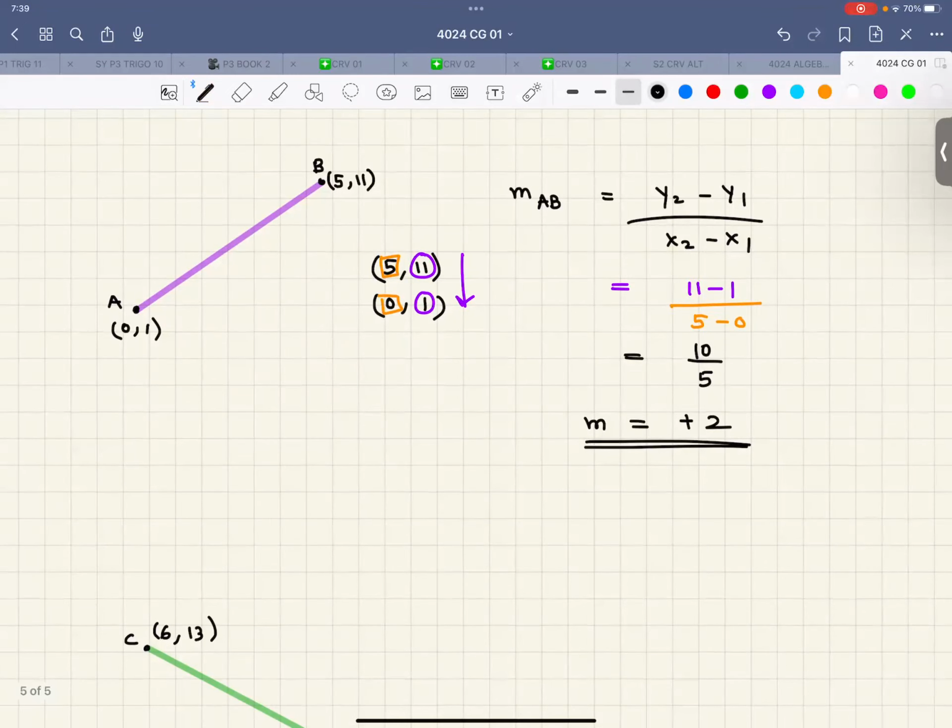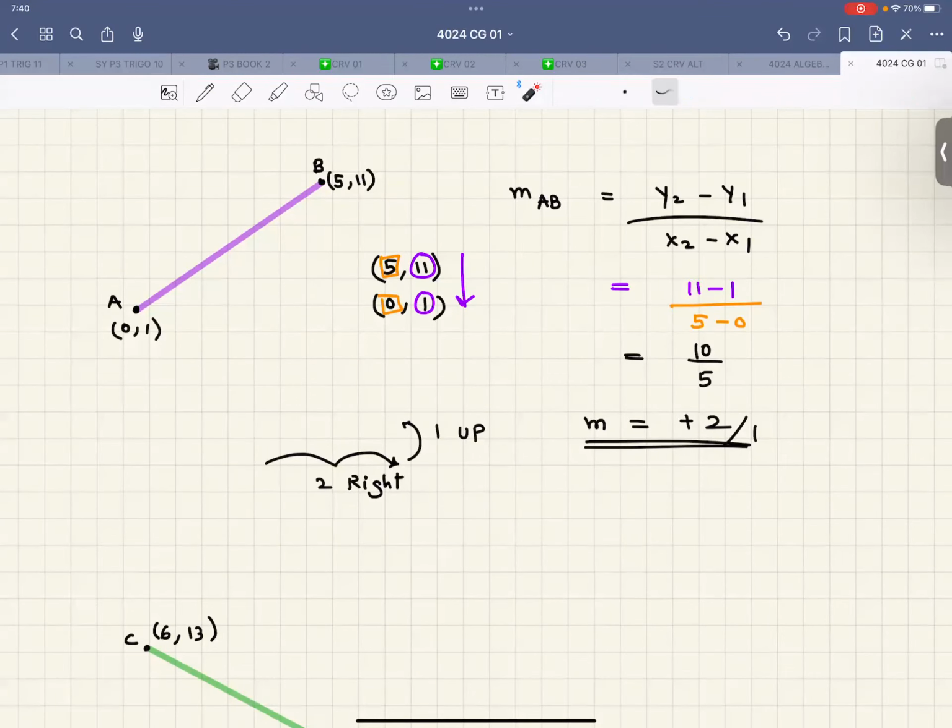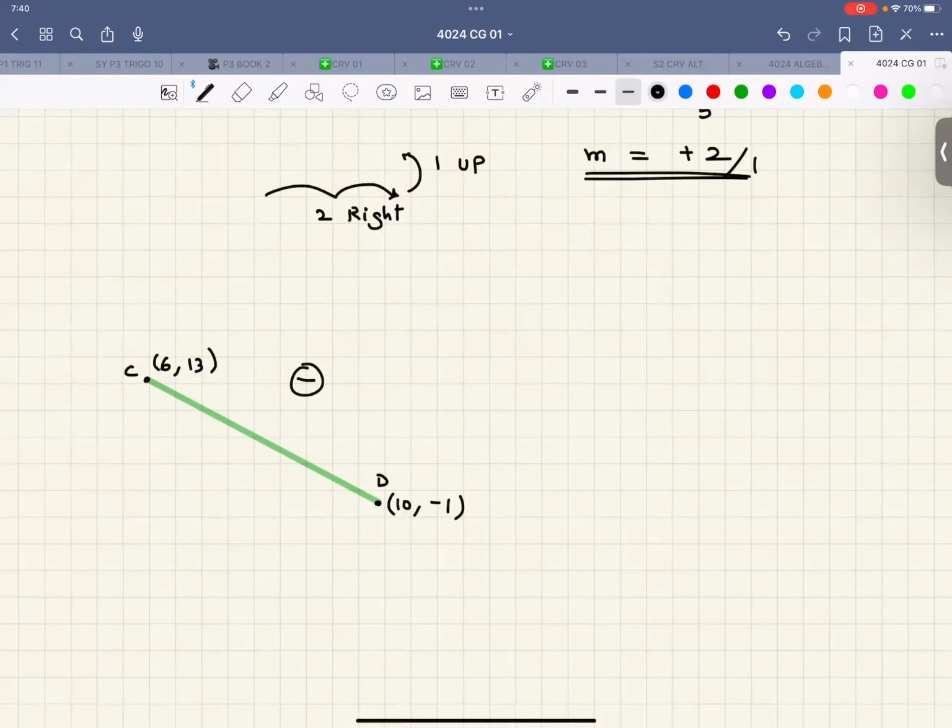What does it mean? It means that 2 means 2 over 1. That means you go 2 units to the right and you would climb up by 1 unit. That is what a positive gradient means. You go 2 units to the right, you would rise up by 1 unit. It's not a scale diagram. Keep that in mind. That is what the gradient means. So any line that's going like this up will have a positive slope. You are climbing up. And over here, a line going like this will have a negative slope.